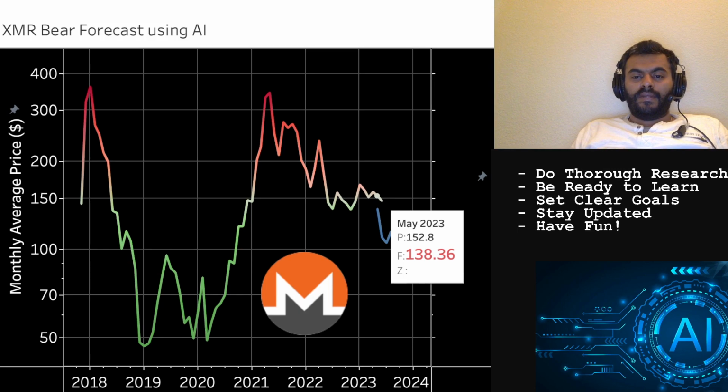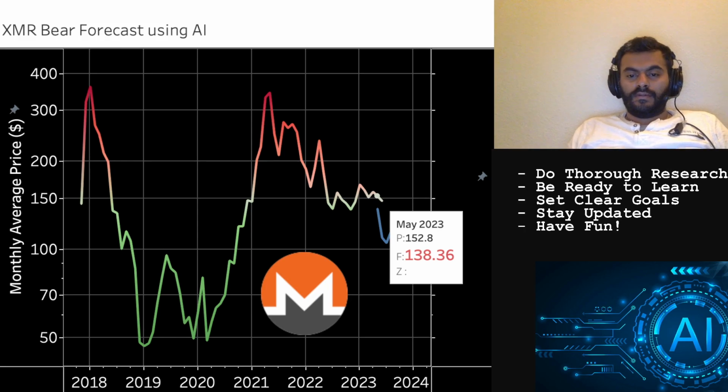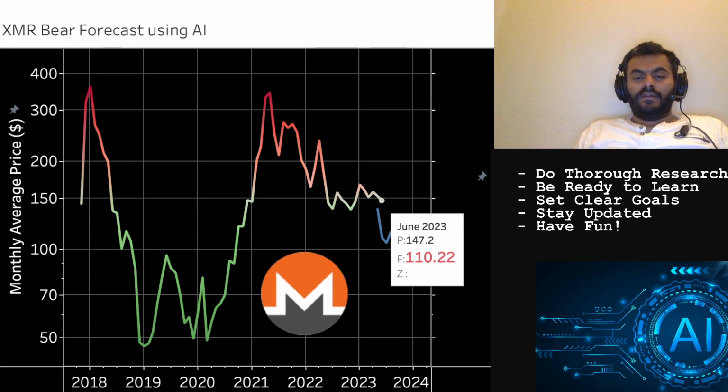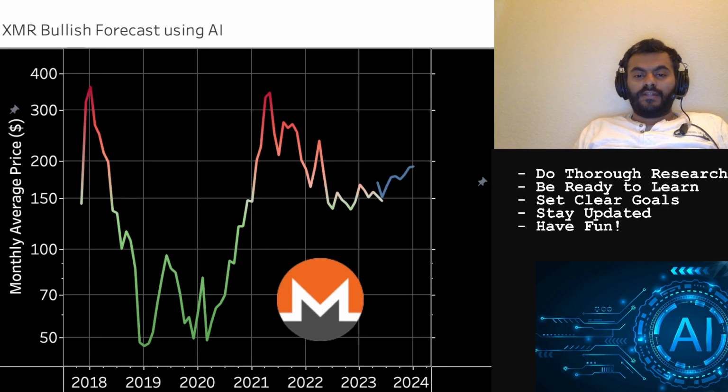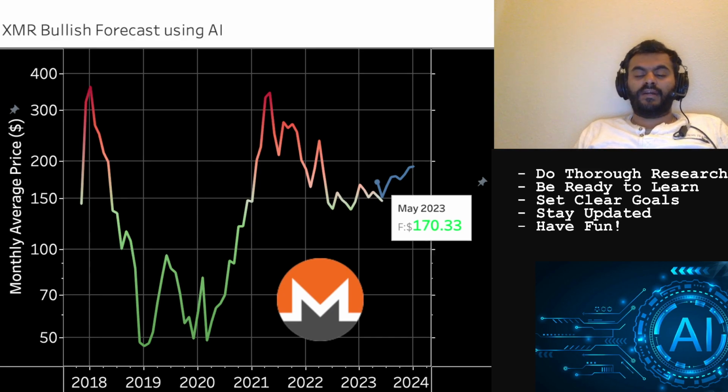the bear case forecast for May's first forecasted bear case scenario, the price was $152, sorry, and the forecast was $138. So for May, the bear forecast did not do that great of a job, but the base forecast did. Coming over to the bull forecast, I know for the month of May, again the base case scenario was pretty much closer to the mark compared to bull and the bear case scenario.